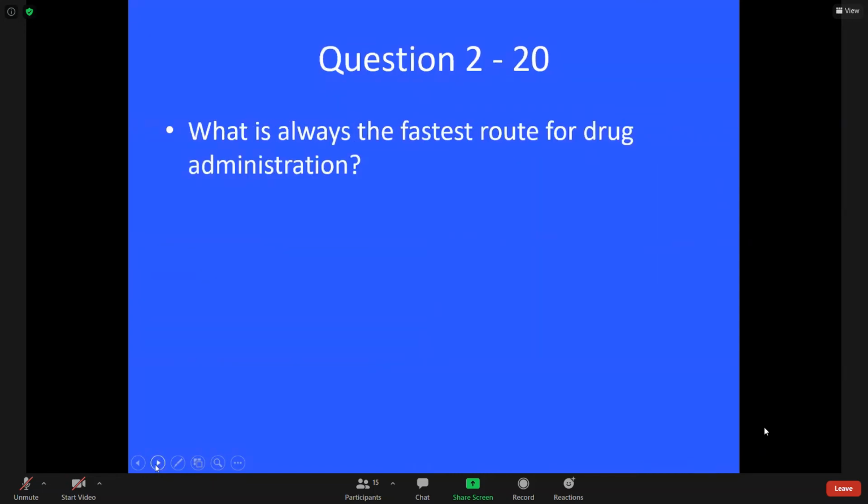All right, Candy. What is the fastest route for administration of a medication? IV. Correct.